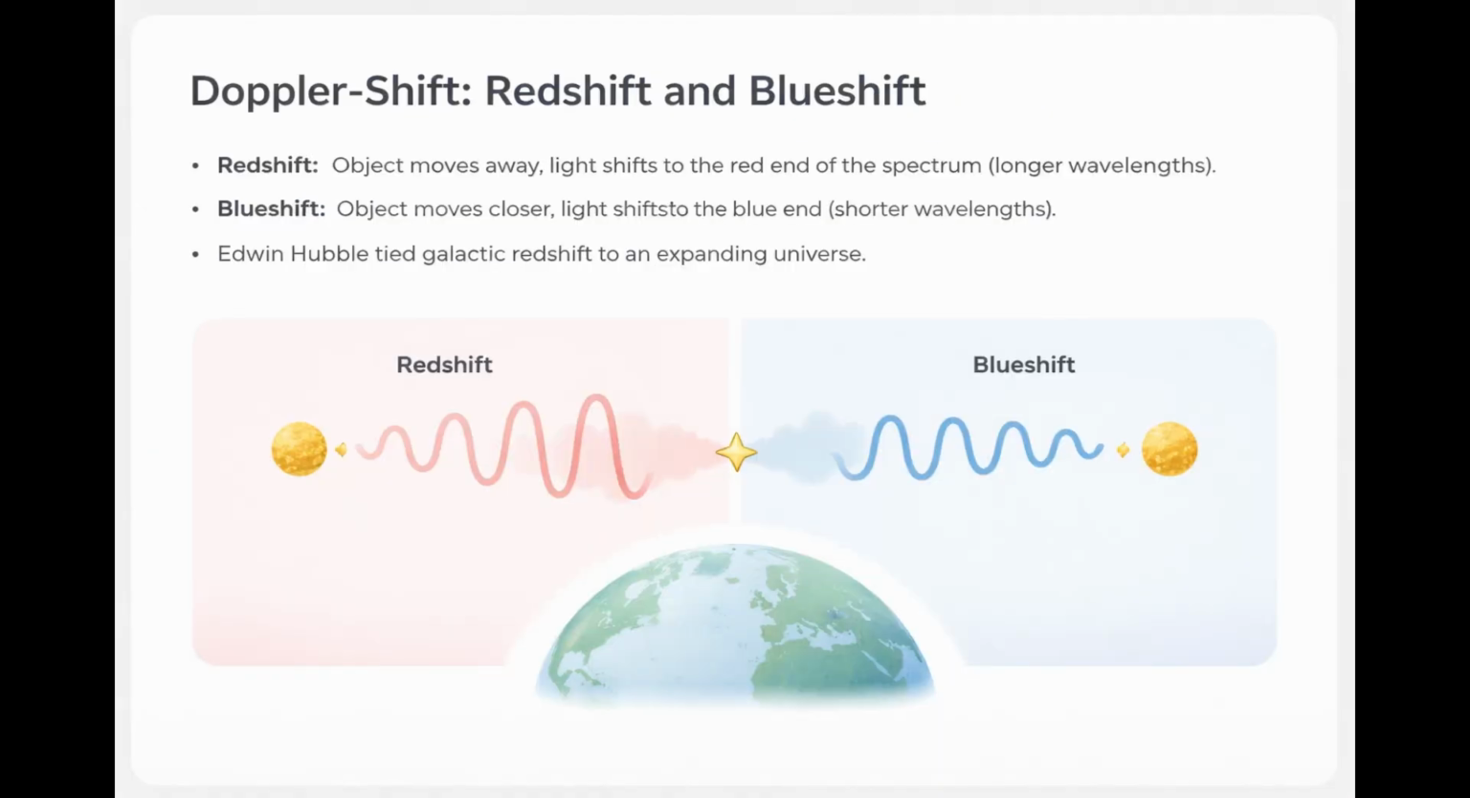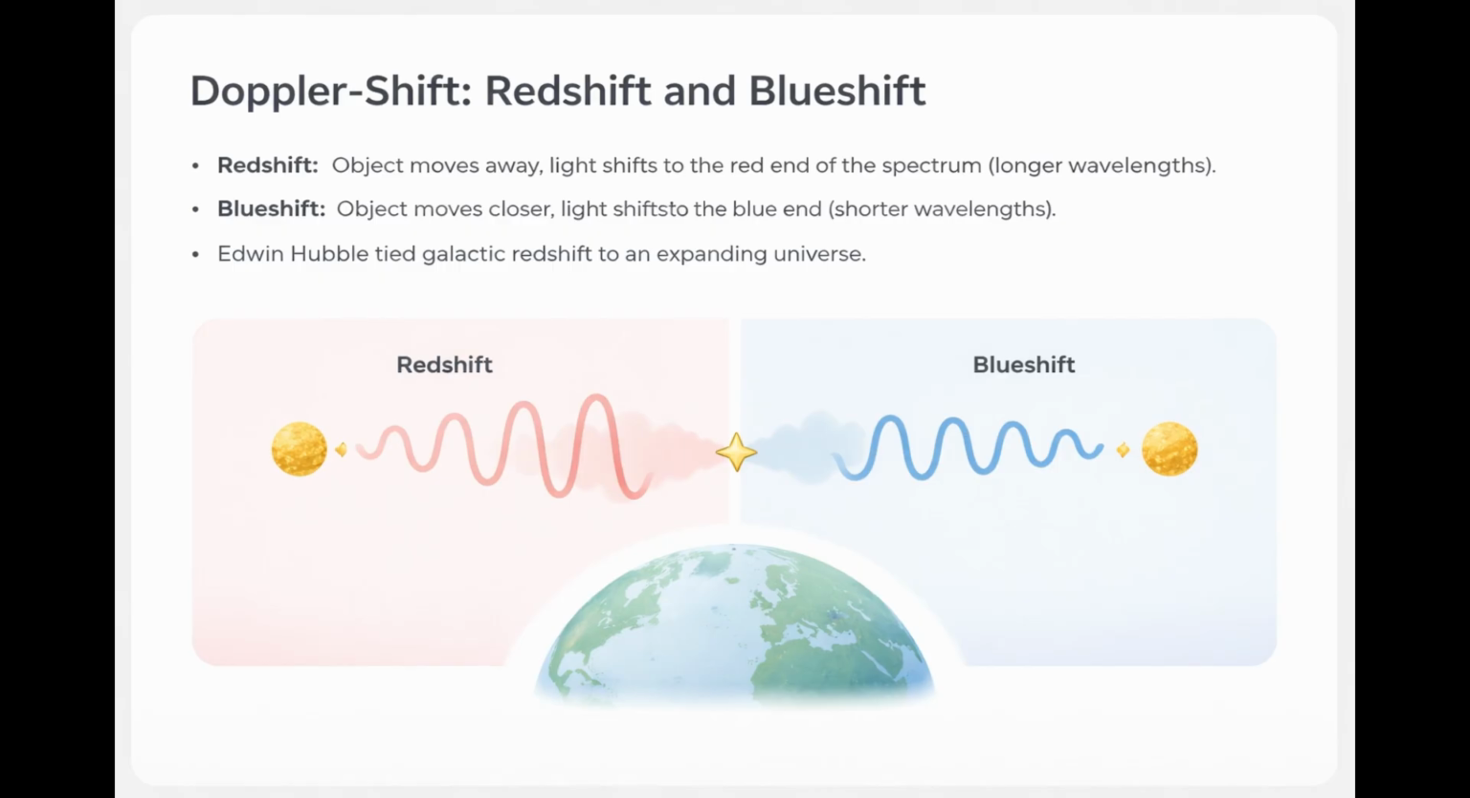First is the Doppler shift, specifically redshift. When an object in space moves away from us, the light waves it emits get stretched out, shifting toward the red end of the spectrum. Conversely, if it moves closer, the waves compress, shifting toward the blue end.